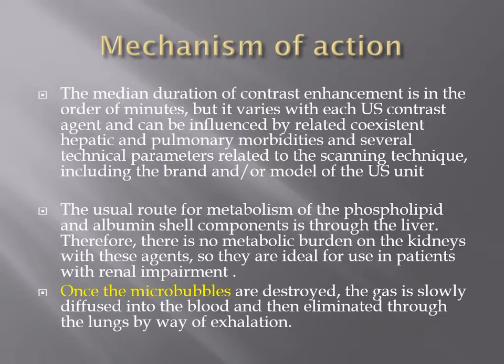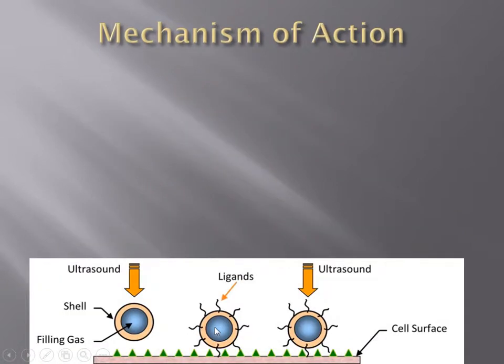Now, the usual route of elimination of the phospholipid or albumin shell component is by the liver. As we said, the gas is surrounded by a shell, which will be metabolized by the liver. In this way there is no metabolic burden on the kidneys, which is quite an advantage for use in patients who have renal impairment. Once the microbubbles finish their action and are destroyed, the gas slowly diffuses into the bloodstream and is eliminated through the lungs by exhalation. So how does it work?